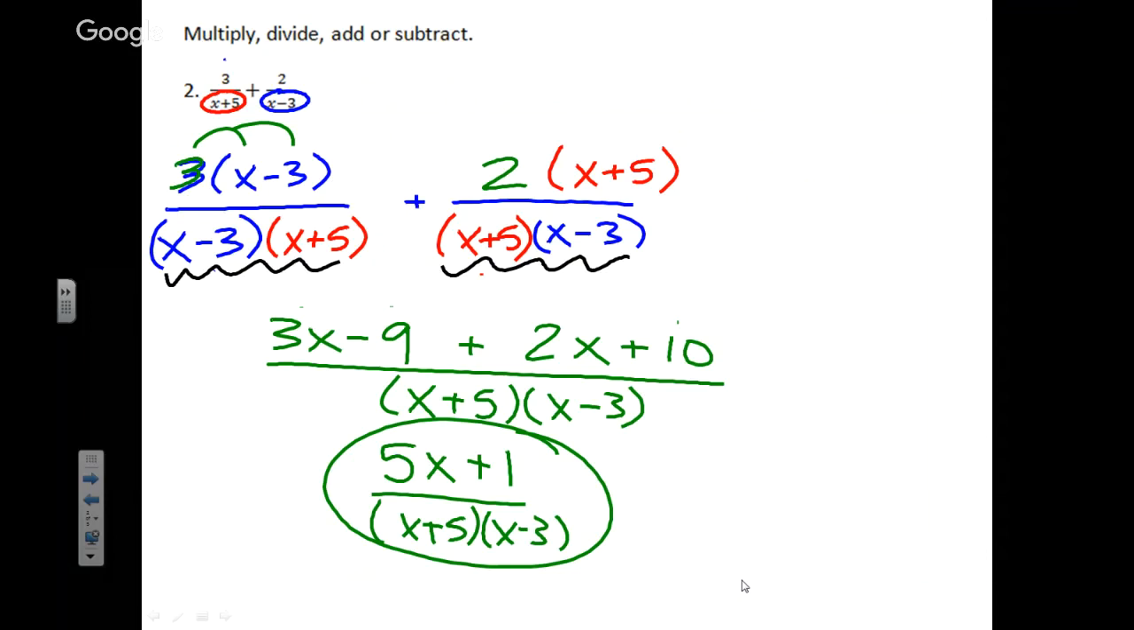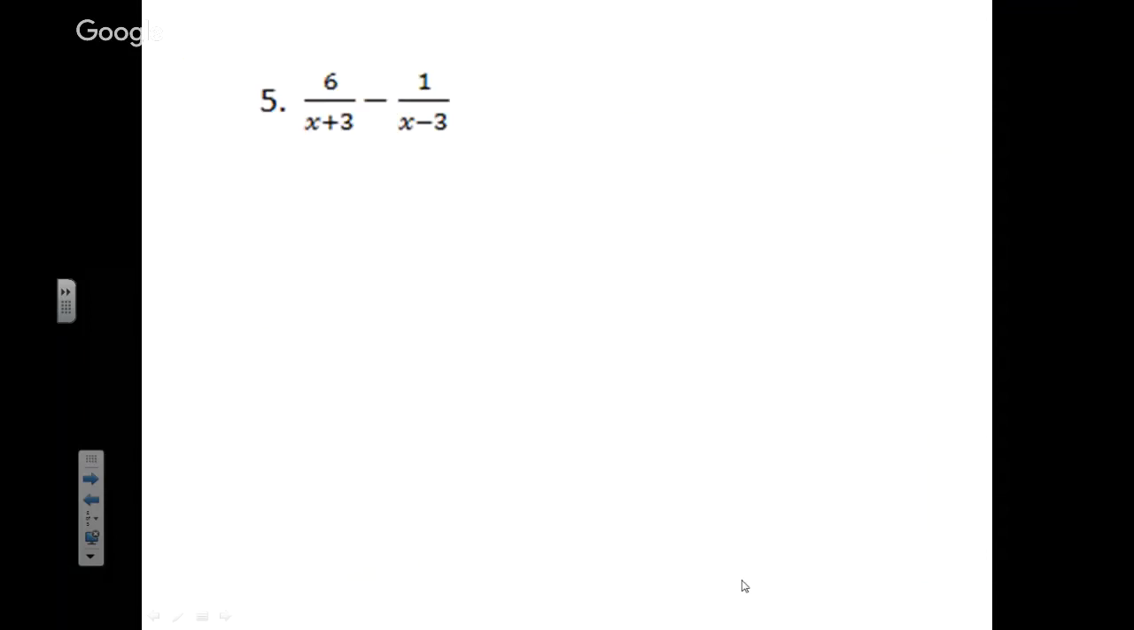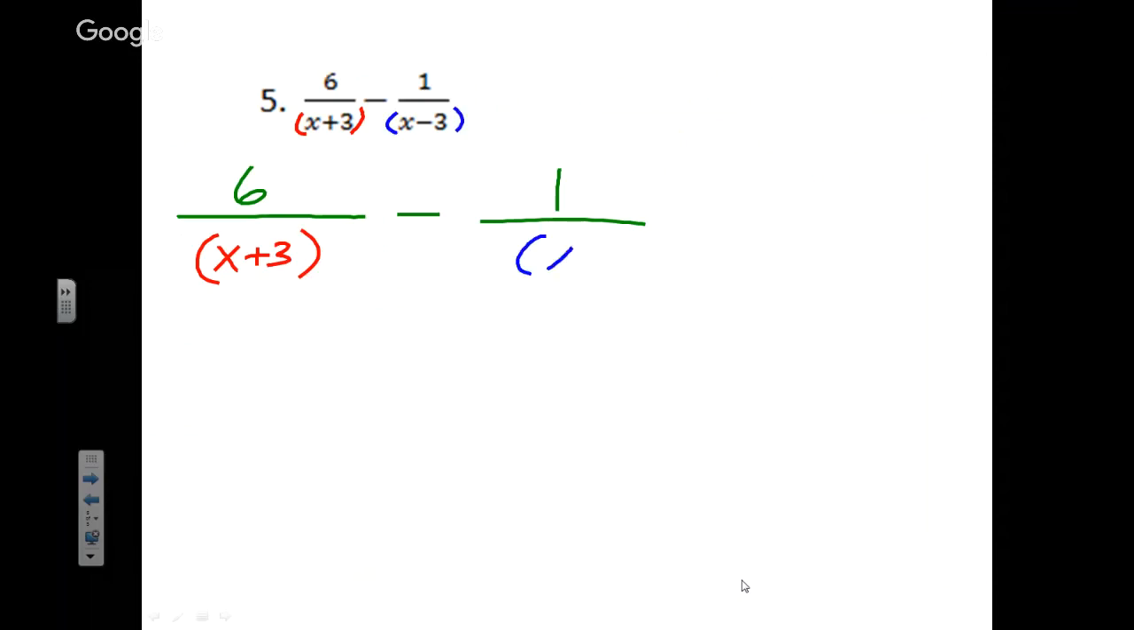Okay, and go from there. If I were you and I was taking this test, I would do the addition here first, and then I would jump down to the subtraction because they're the most alike, and then I would do the other two. So here's this one. I've got a 6, I've got a 1. I have an x plus 3, and I have an x minus 3. This is just like the other one because it's got the subtraction here.